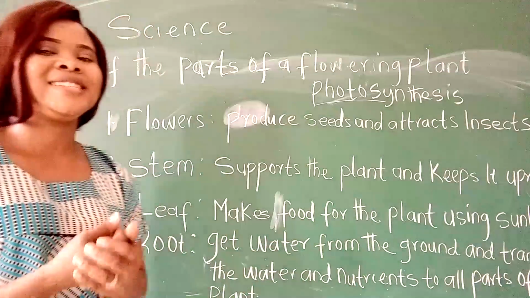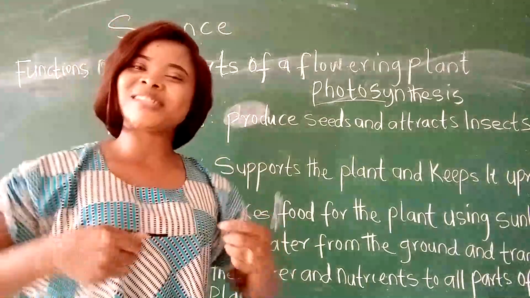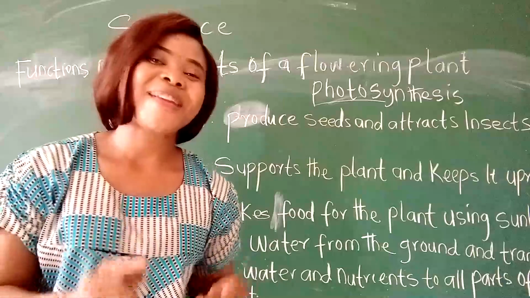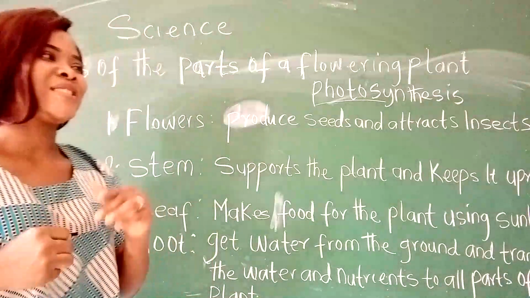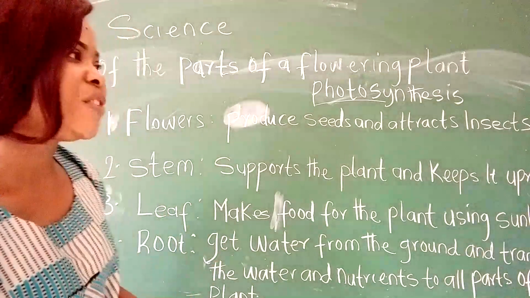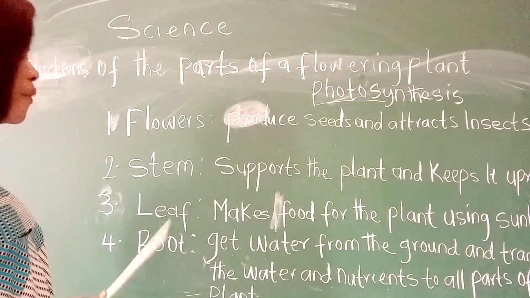So the leaf makes food for the flowering plant using sunlight energy. And this helps the plant to produce the good and nice food that we eat. And you'll be healthy and also looking fresh and bubbling. So let's go over to the next one, which is the roots.